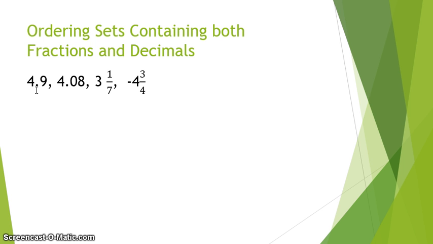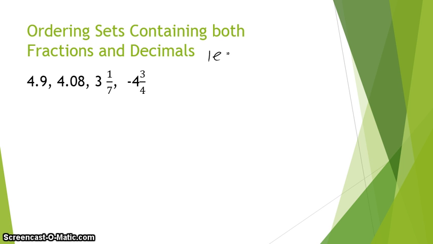Now, if you have to order a set that contains both fractions and decimals, you need to try to make them look kind of the same, and also really use your logic. You have to really think about it. How can you make this easier? So, first of all, one of these numbers is negative. Negative 4 and 3 over 4, which means my negative number is going to be my smallest number.